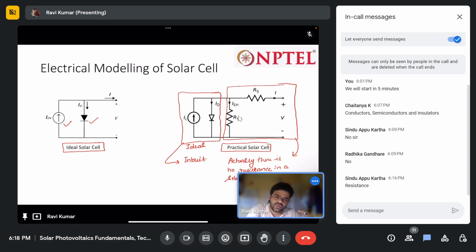What are the sources of RS? First, I'll tell you what this RS is. RS is series resistance, and this RSH is shunt resistance. What is the meaning of shunt? Does anyone know this? You understood the series. It means it is having a series connection, one after another. But what is the meaning of shunt?